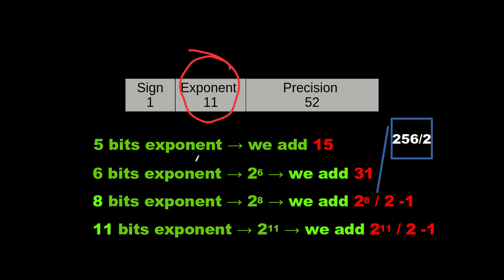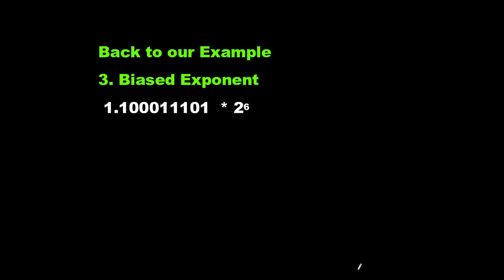And here's what we did here. Look at this. We have 2 to the power 8, which gives us 256. Divided by 2 is 128. Minus 1 is 127. Now here, what did we say 2 to the 11 was? 2048. Divided by 2 is 1024. Minus 1 gives me 1023. That will be my bias.